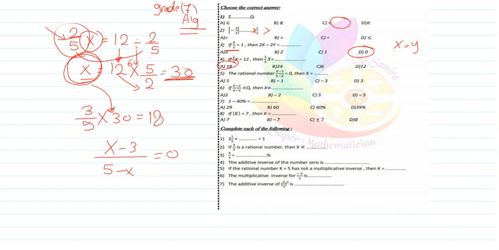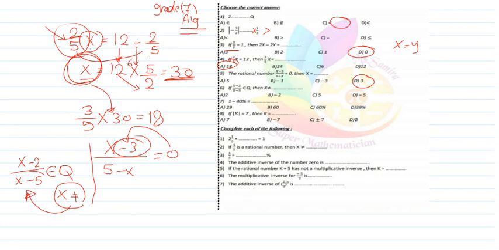Rational number: x minus 3 over 5 minus x equals 0. If I have a fraction equal to 0, look at the top and take the additive inverse of the number. This is negative 3, so the answer will be 3. In the same way, x minus 2 over x minus 5 belongs to Q. X not equal: if I see x not equal, look down. This is negative 5, so it will be 5. Then the answer is 5. Again, if a fraction equals 0, look at the top and take the additive inverse. And for x not equal, look at the bottom and take the additive inverse also.